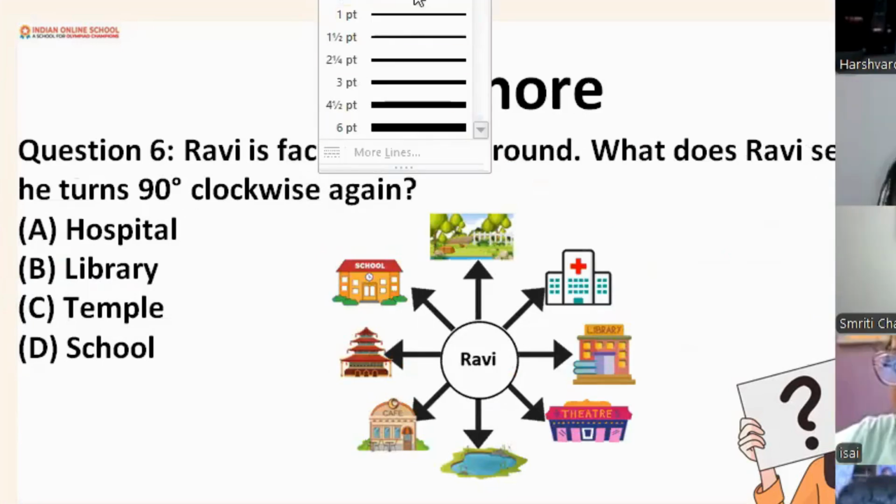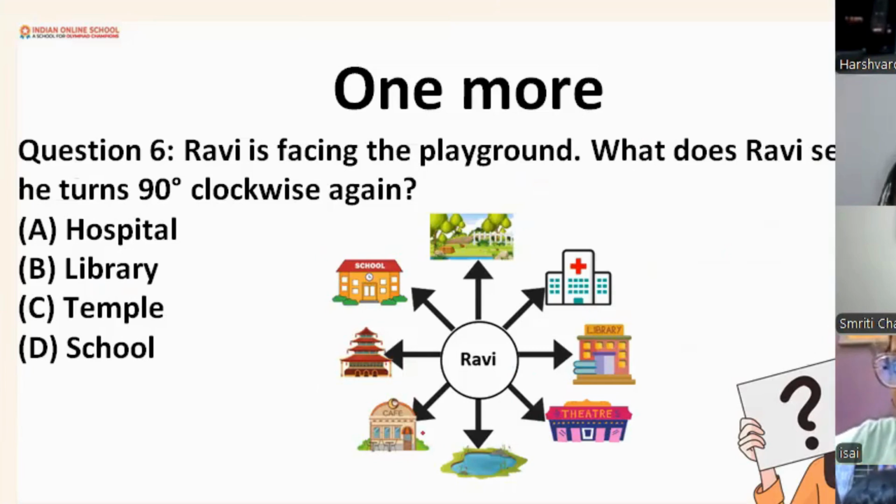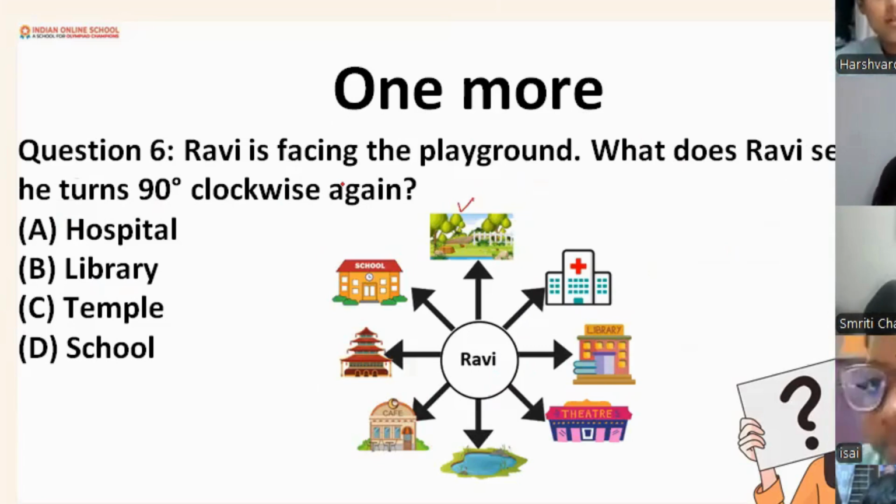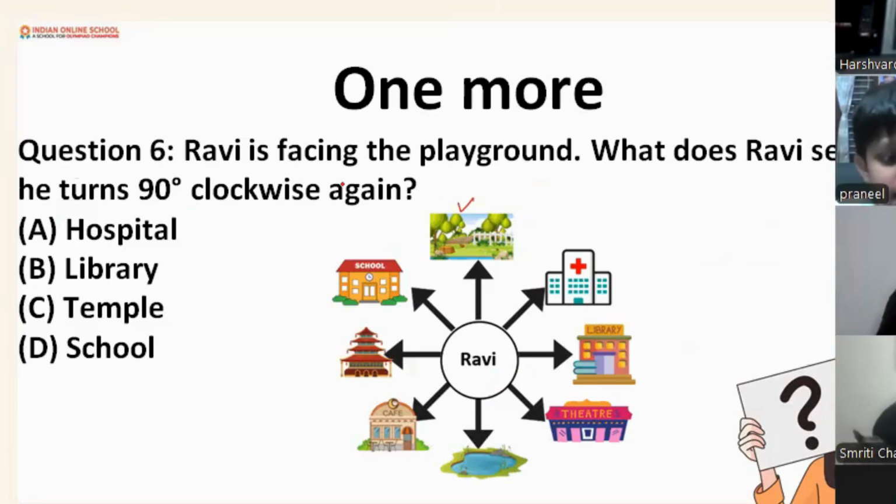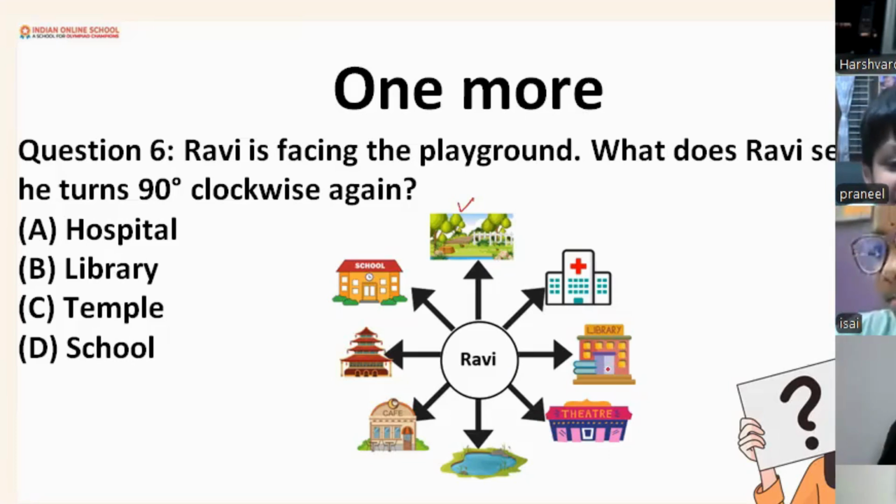Ravi is facing the playground. Okay, Ravi is facing the playground only, and here it is. What does Ravi see if he turns 90-degree clockwise again? 90-degree clockwise. Tell me. Yes, Pranil. Ma'am, the hospital? 90 degree clockwise. The library. Library, correct. It needs to be library. Okay.